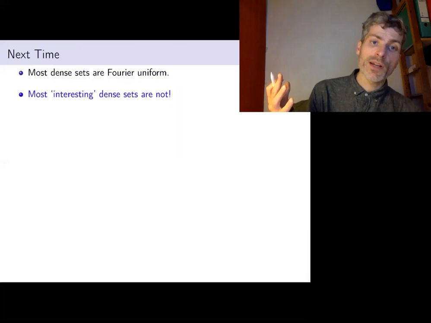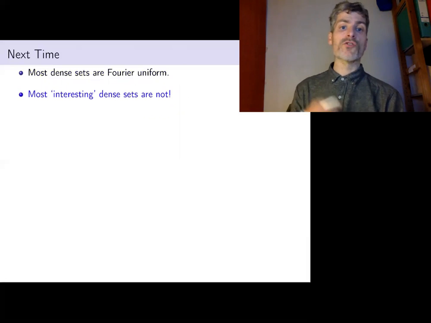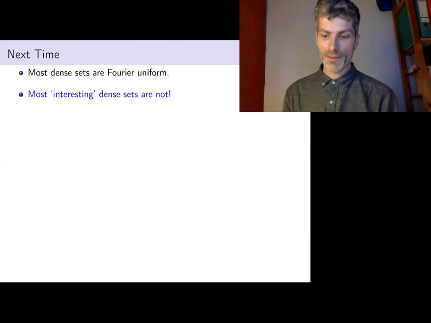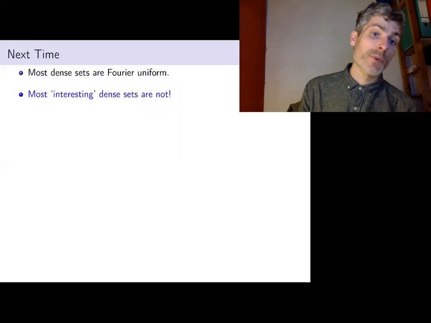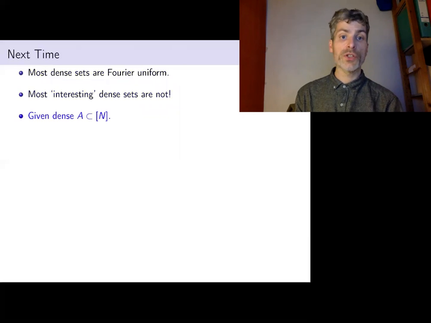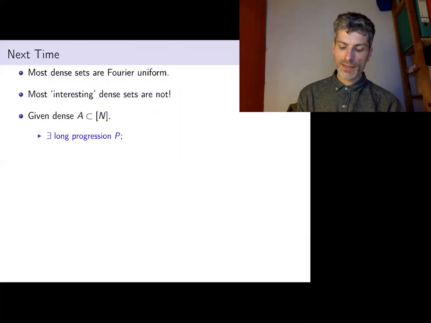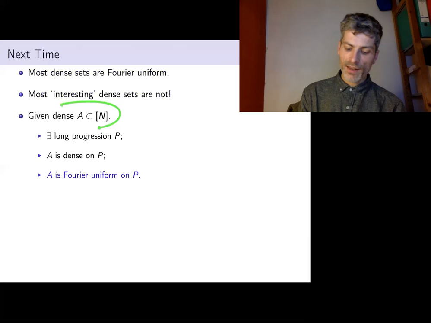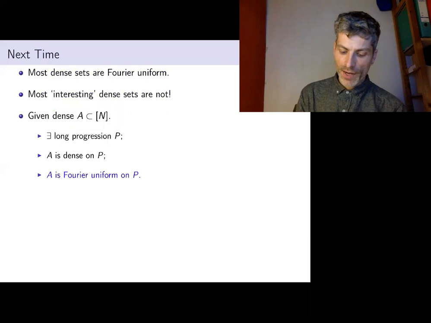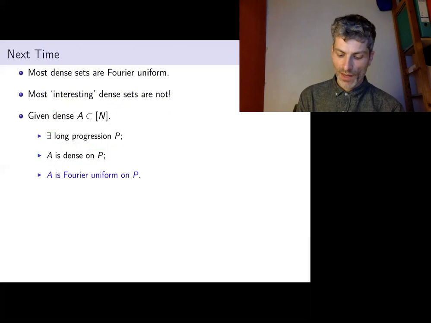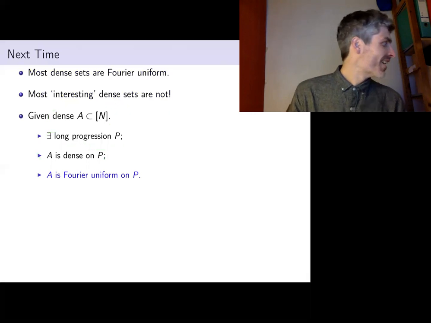And maybe that's not surprising, because if a set is interesting, we've probably constructed it in some algebraic way or some deterministic way with a little bit of algebra. And so it's likely to have some algebraic structure. So what do you do? Here's a possibility, and this is something we'll prove next time: if you're given a dense set A, you can run something called a density increment argument to find a long progression where your set hasn't lost any density.